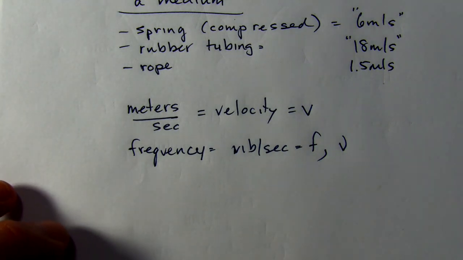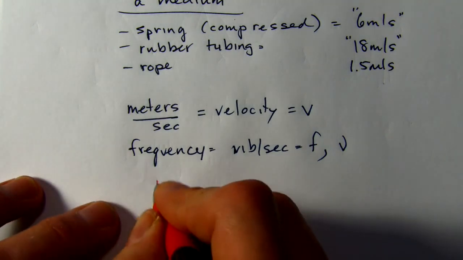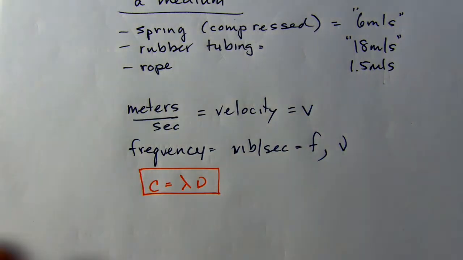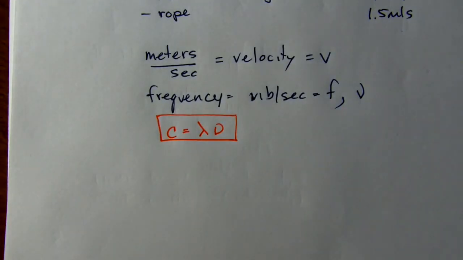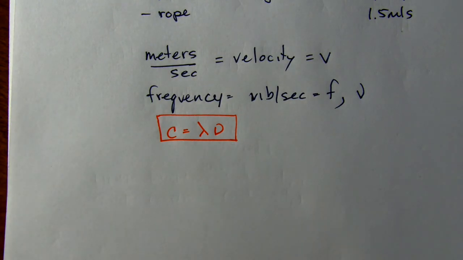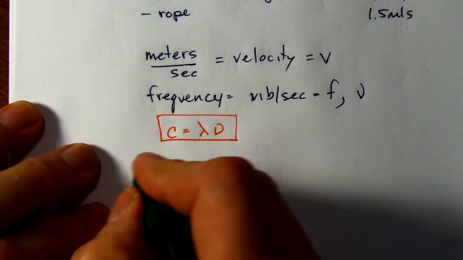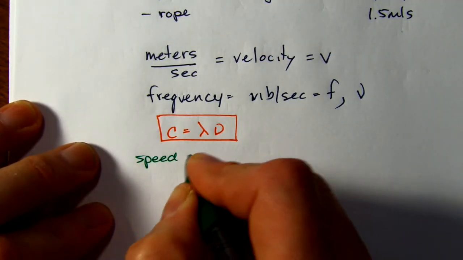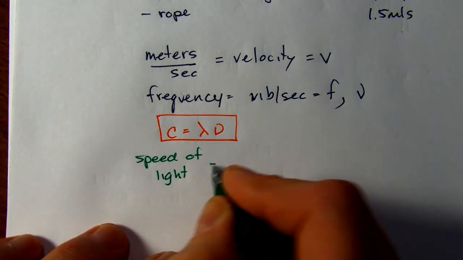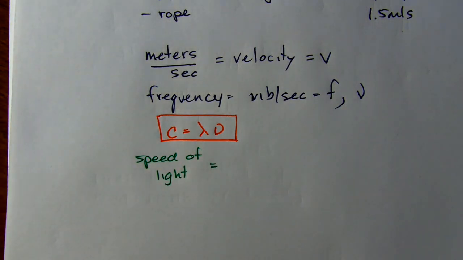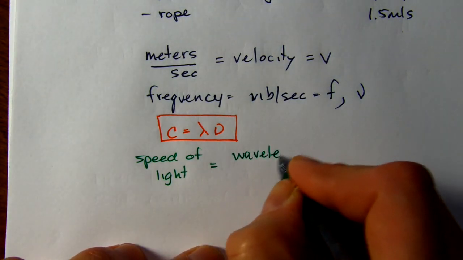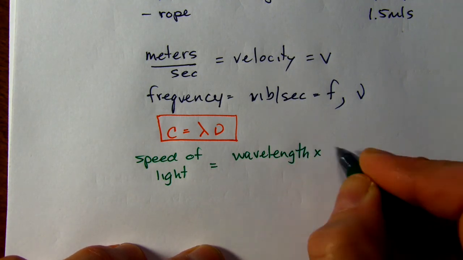If we, let's draw this one. This is the more common thing that you guys have probably seen in chemistry class. And that says the speed of light equals the wavelength times the frequency. This is a good way to look into this. So we have the speed of light, which is a constant in nature, and that's why it has a special letter C, is equal to the wavelength times the frequency.